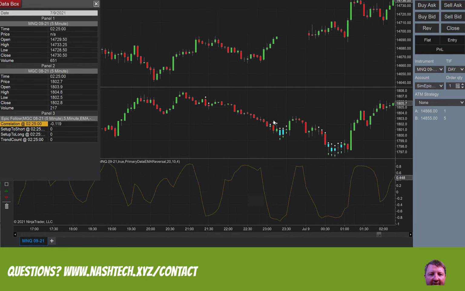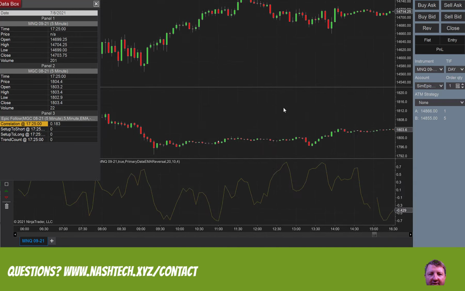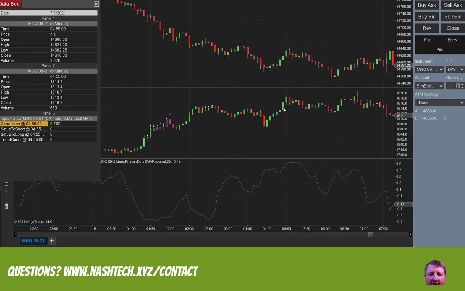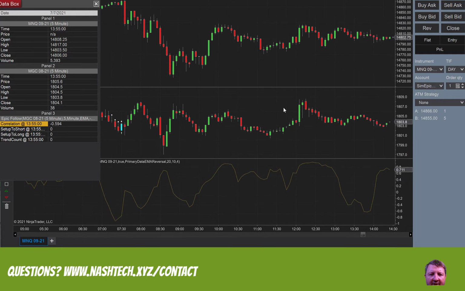Again, we have more signals. Kind of surprised this didn't trigger here, but that's likely because it was not looking at 10 bars. I'm sure if we changed that to something like 5 in correlation period, it would have. Let's see another good setup.